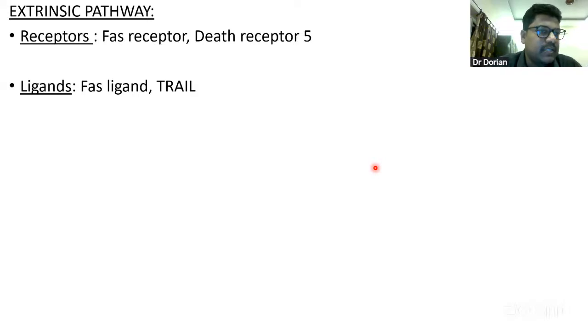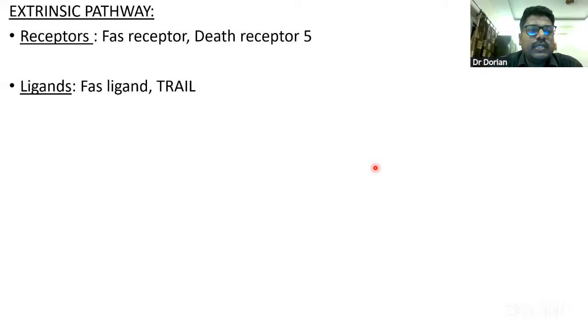So JPS, what is the differentiating feature between JPS and Peutz-Jeghers syndrome? Anyone? Something related to the layers of the bowel wall. If anyone knows, you can put it in the chat box.